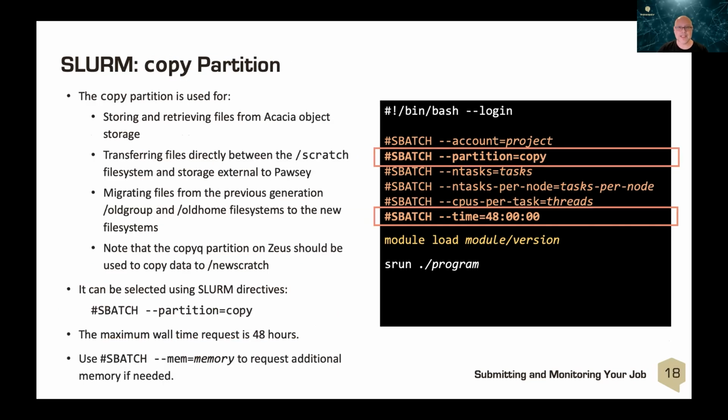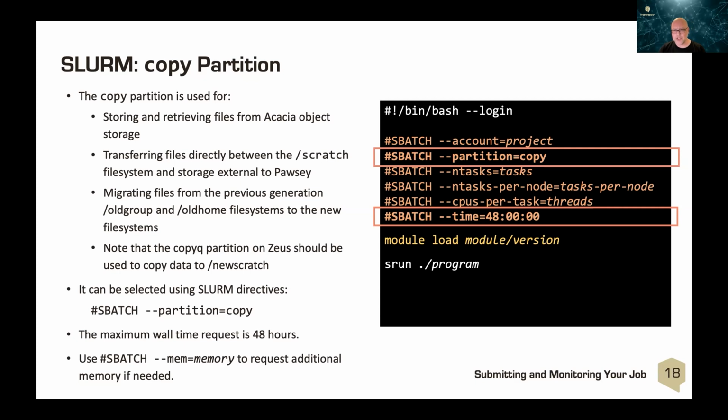The copy partition is specifically for data transfer operations. It should be used for transferring data to and from the Acacia object store, exporting data from scratch to systems outside Pawsey, and for migrating data from the previous generation group and home file systems to Setonix. If you have data on the old Scratch file system that you wish to migrate, you will still have to use the Zeus copy queue partition, where the Setonix Scratch file system is mounted as new Scratch. The maximum job time on the copy partition is 48 hours.